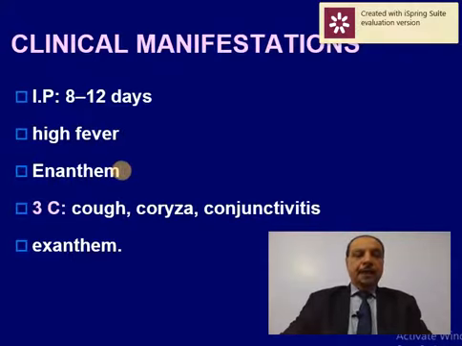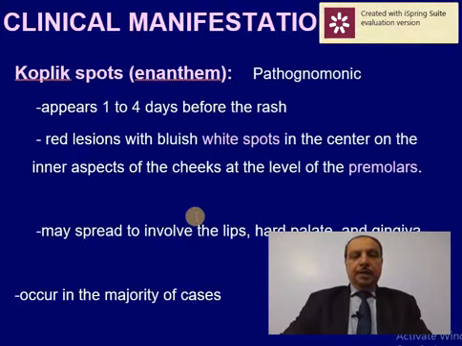So regarding enanthem, it is a lesion in the mucous membrane, while exanthem is the rash, a lesion in the skin. You have to differentiate between them. And we have 3 C's: cough, coryza, and conjunctivitis. All of these things are in the prodromal stage. Then the Koplik spots, which are enanthem in the mucous membrane, will appear.